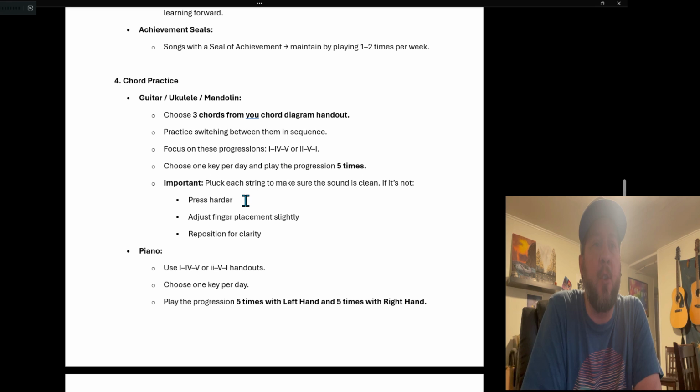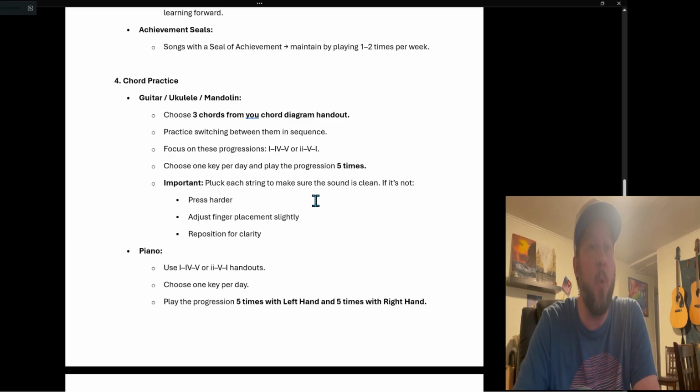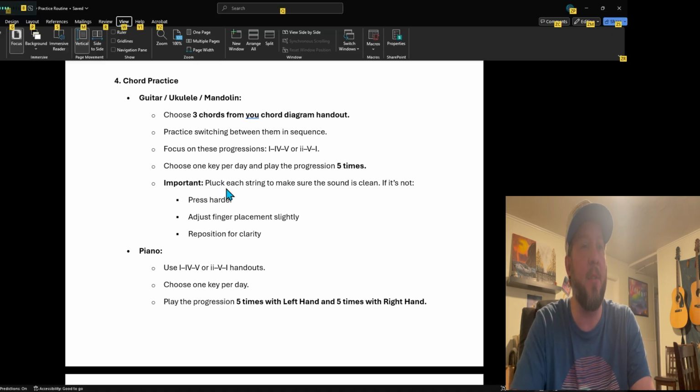So chord practice on guitar, you're going to be choosing 3 chords from your chord diagram handout. You're going to practice switching between them in sequence. So the big focus on this is going to be a 1-4-5 or a 2-5-1. We'll explain that. You're going to choose 1 key per day to do this in, and you're going to play the progression about 5 times. Now it is important that we pluck each string to make sure the sound is clean. If it's not clean, you could either press harder, adjust your finger a little bit, or reposition for clarity, okay? Let's take a look at a little bit of a handout there to help us through that.